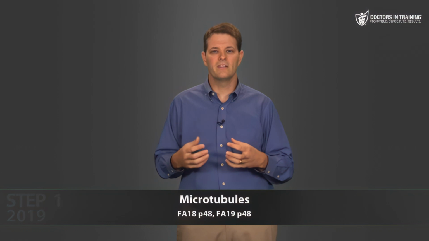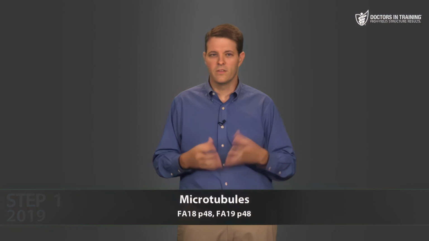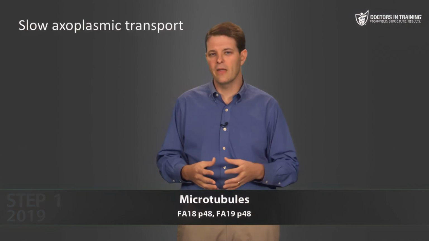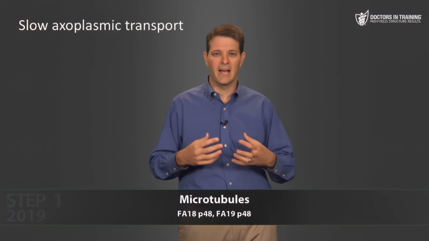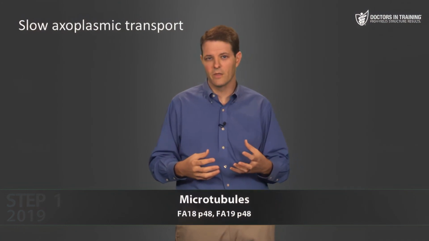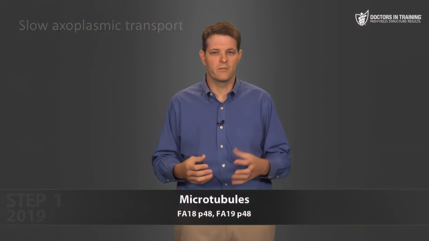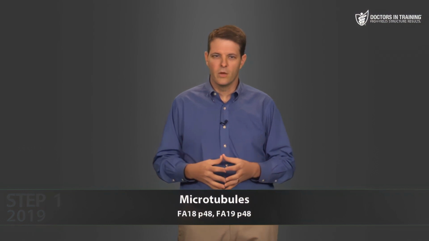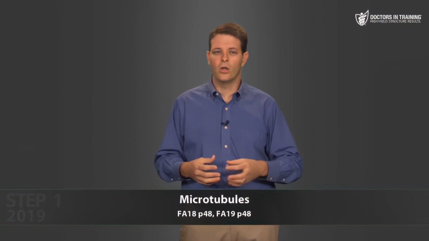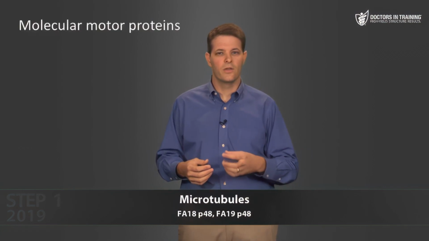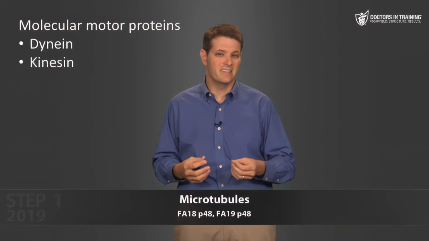So there needs to be a mechanism to move things reliably from the cell body to the other end of the cell. So this process is called slow axoplasmic transport, and it basically uses the microtubules like a railroad track to guide things to the right location inside the cell. It's not just neurons. Other cells use microtubule tracks to move things around. So how exactly does this work? Well, the railroad cars that actually move things up and down these microtubule tracks are called molecular motor proteins. And there are 2 of these molecular motor proteins that you should know about, dynein and kinesin.